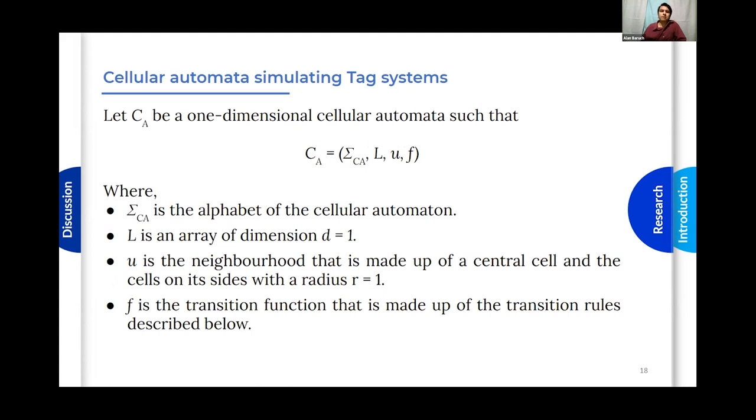Okay, for converting this tag system to a cellular automata, we have a cellular automata CA that has the alphabet sigma CA. L is an array of dimension 1, because this is a one dimensional cellular automata. U is a neighborhood with radius 1. We will have the center cell, and the left side cell and the right side cell. And the F transition rule, with the following transition rules.